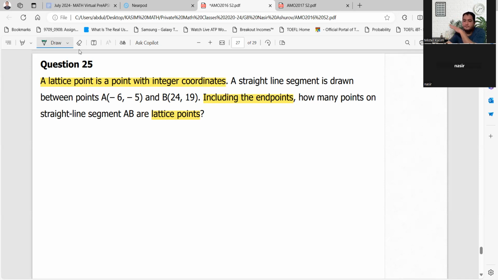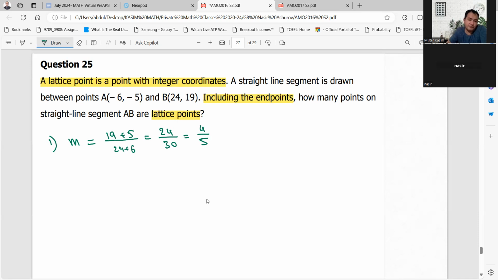Yes, Nasir. 5 lattice points? No. What did you do in the first step here? Found the slope. Slope, very good. Slope is equal to 19 plus 5 divided by 24 plus 6, which is equal to 24 over 30, right? Or dividing by 6, it is 4 over 5.